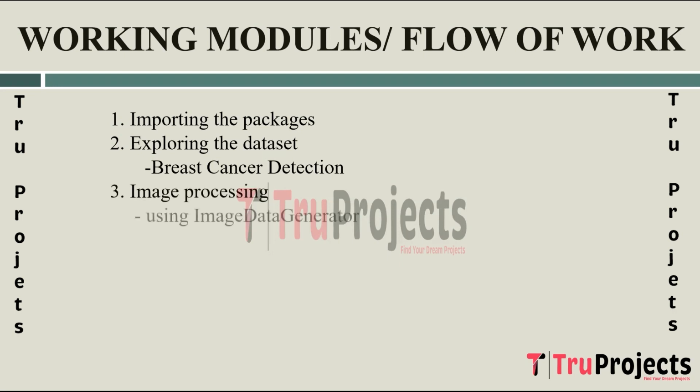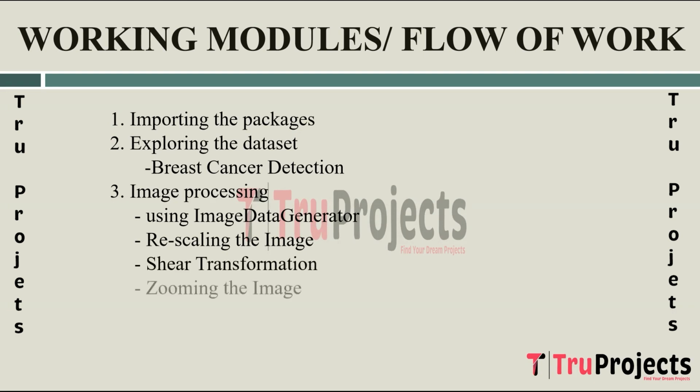Image processing using image data generator. This is a powerful tool in deep learning for image augmentation. It generates augmented images in real time during model training, enabling the model to train on a more diverse set of data without actually increasing the size of the dataset in the memory. Rescaling the image. Normalizing or rescaling the pixel values of the images to a standard range, usually between 0 and 1, to ensure uniformity and faster convergence during model training.